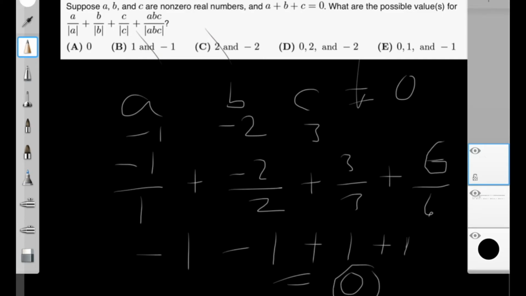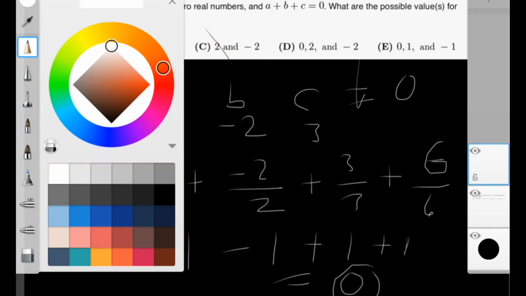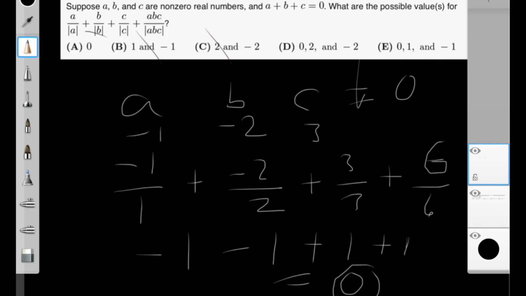Okay, so now both of the scenarios that we have put out give 0. That means the only possible value is 0. And it looks like we have an answer choice that matches that. So we have 0 as our answer. And we're done.